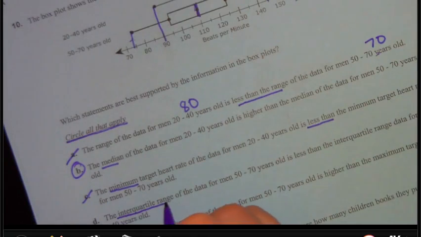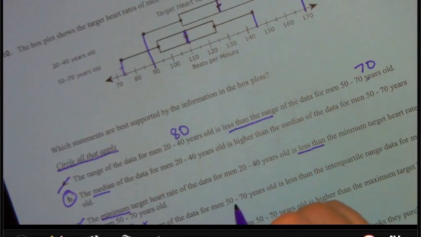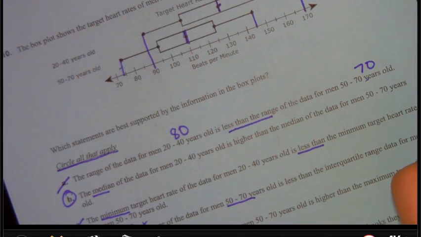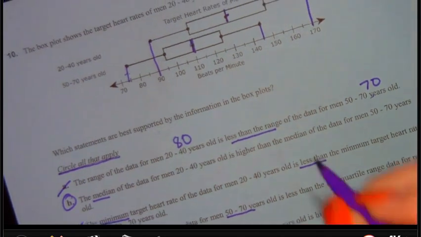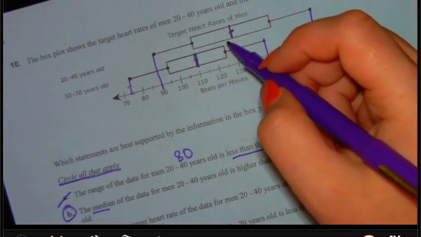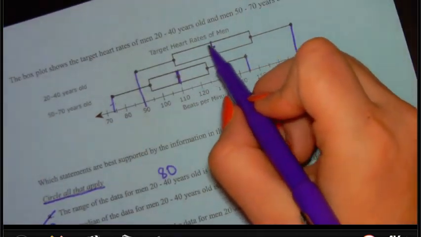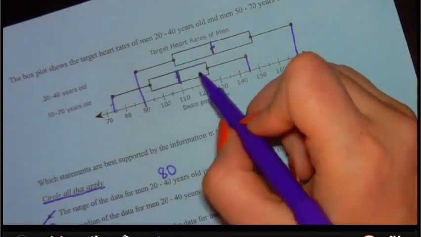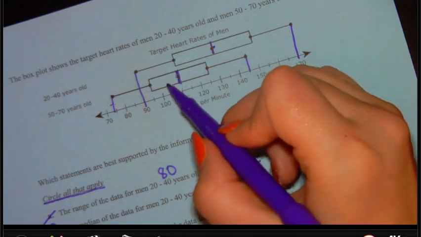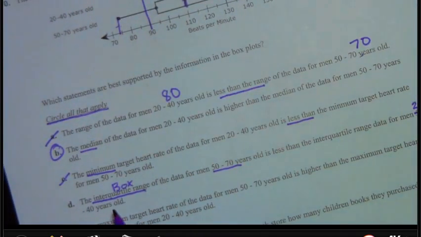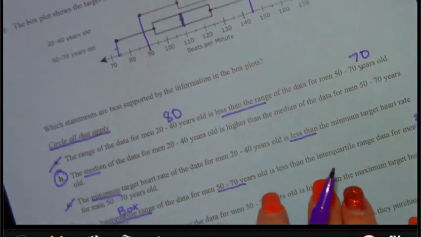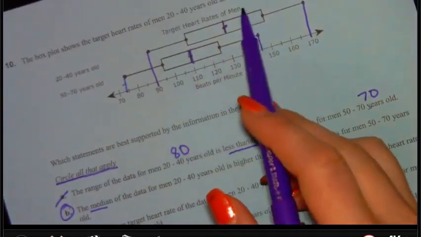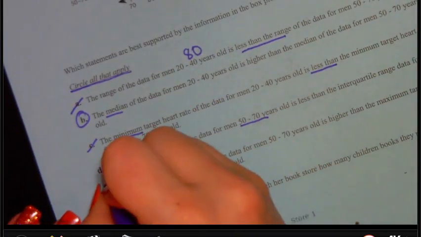The interquartile range, which is known as our box. So we can go ahead and take a look. So the box for 50 to 70 is less than the box for 20 to 40. Okay, so we could do math or we can just kind of look. The box here looks a little bit bigger than this box to me. So I would assume that the box for the older guys is going to be smaller than this one. So let's look at this again. The box for 50 to 70 is smaller than the box for 20 to 40. Would we say that's relatively true? I would say that's relatively true.